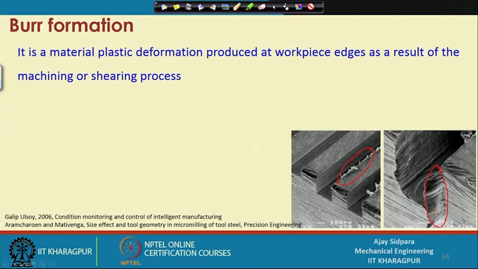So, now what is the burr? It is a material plastic deformation produced at the workpiece edge. You mostly find it at the workpiece edge only. So, these are the top edge, and this is called top burr. This is the edge at the entrance or the exit, so you can call it the entrance burr or the exit burr, as a result of the machining or the shearing process. These are something which we have to avoid or minimize. Mostly avoiding is very difficult, because then you have to set the process parameters in such a way that you can reduce the burr formation.